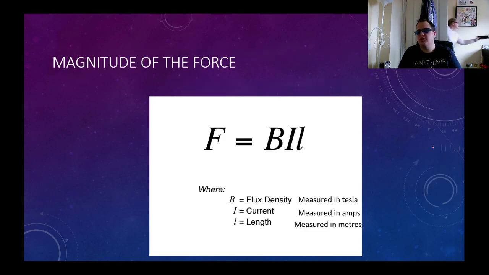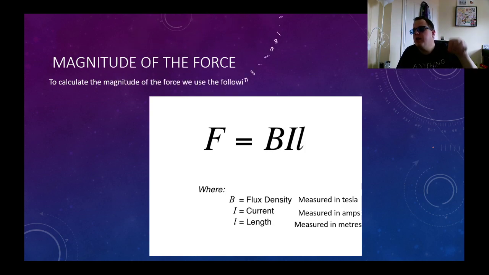Okay, so the magnitude of the force. To calculate the magnitude, the size of the force. All well and good knowing the direction, but we also need to know the size of it. And we use this equation, F equals BIL. F is force, B is flux density, I is current, and L is length. Force will be measured in newtons, flux density in tesla, current in amps, and length in meters.